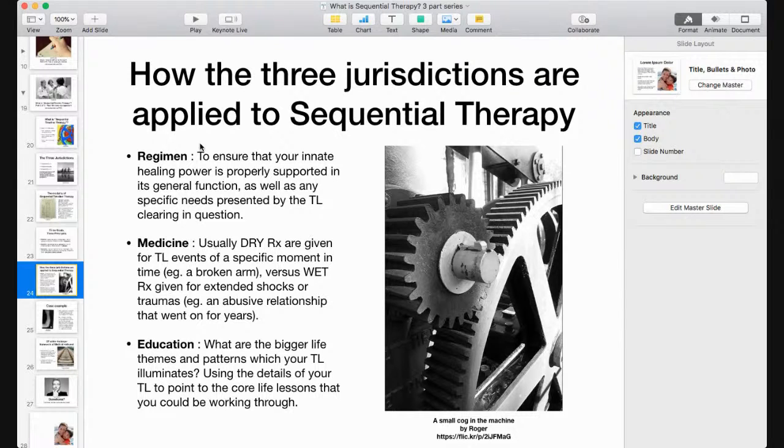So anyway, this is a brief overview, but these are how the three jurisdictions have a bearing on how we go through sequential therapy.